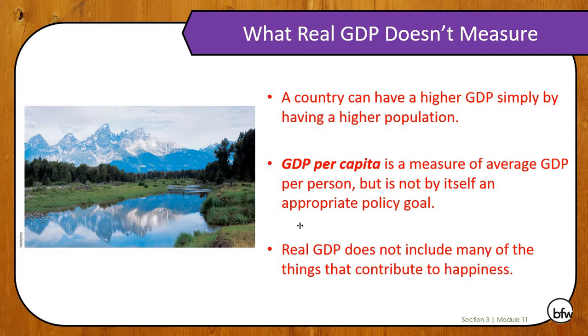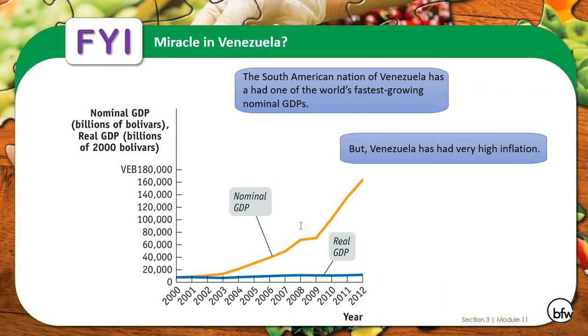Now, real GDP also does not include many of the things that contribute to happiness. There's lots of things that don't get tracked that do contribute to people's happiness and make them better off. If we want to take a look at this, Venezuela, this was up until 2013, so this is before they started having massive problems. If we still look at their real GDP, it didn't really change much.